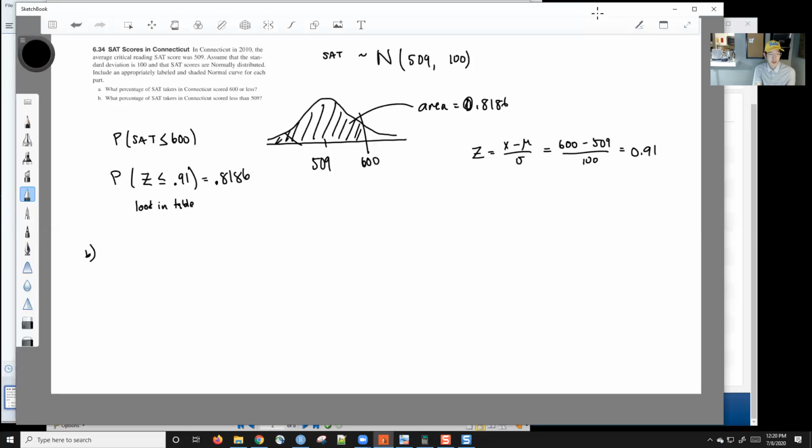Okay. Part B says what percentage scored less than 509? Well, the mean is 509. So the probability that the SAT is less than 509 is going to be 0.5. Half, or 50%, of students are going to score lower than the mean if they are normally distributed. So this one's not that exciting. I mean, I could go through the z-score problem, right? I could say z is equal to 509 minus the mean of 509 over 100, and we get a z-score of 0. And then if we look at what's the probability that z is less than 0, that's also going to be 0.5.